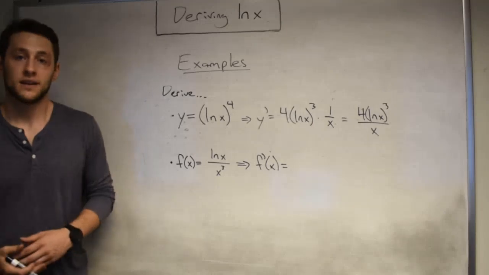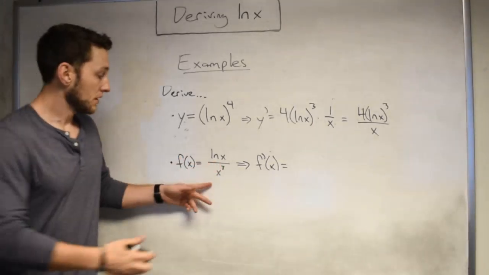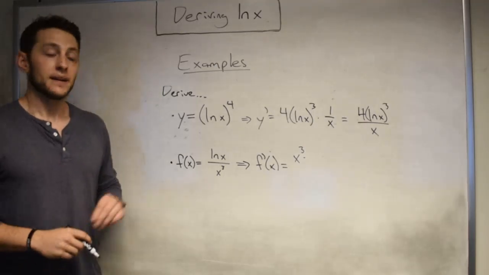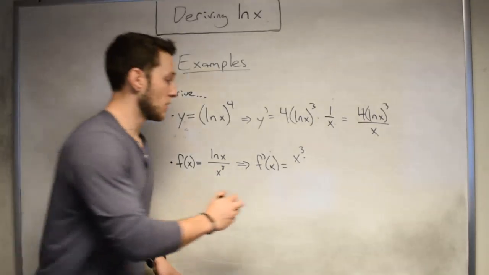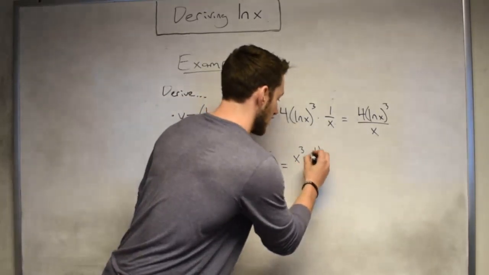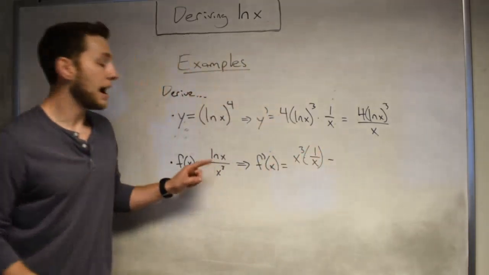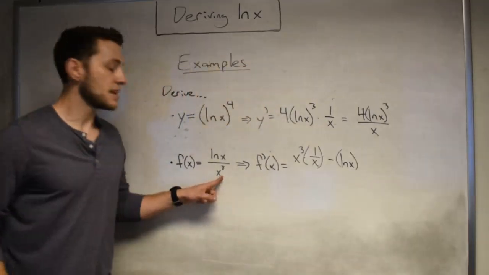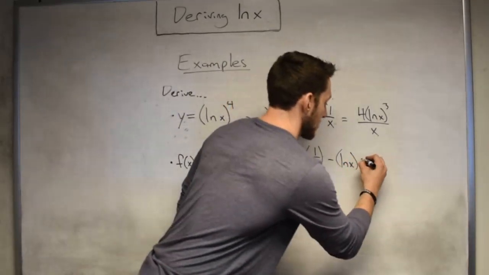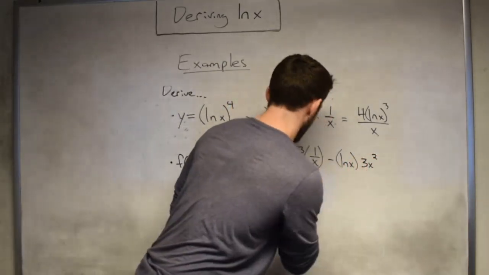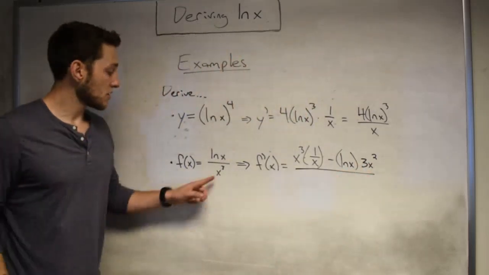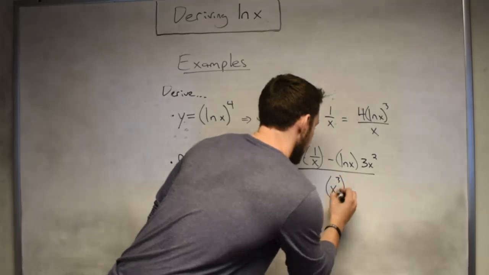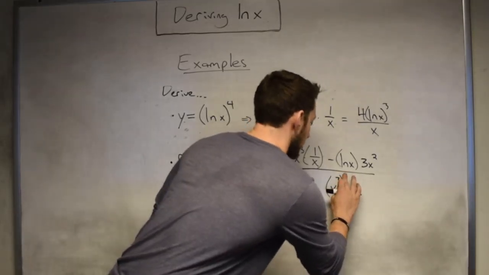f prime of x is, by the quotient rule, low x cubed times d high. The derivative of natural log of x is 1 over x. So low d high minus high natural log of x times d low, 3x squared, all over the square of what's below, x cubed squared.